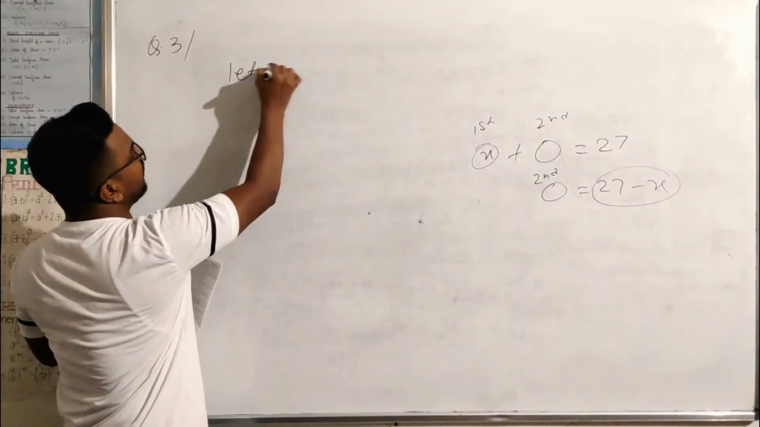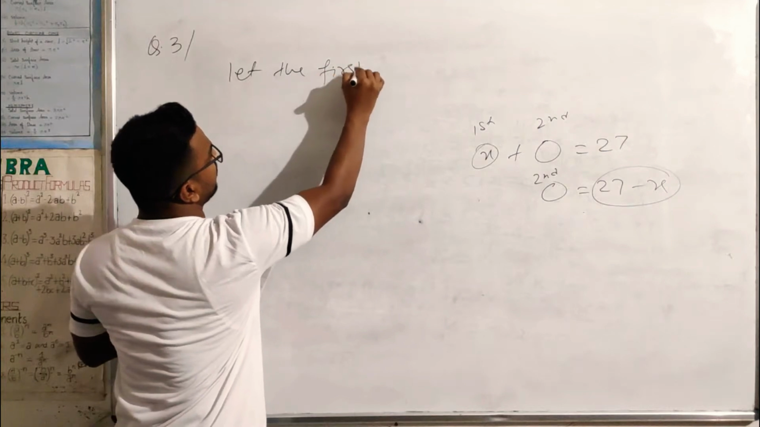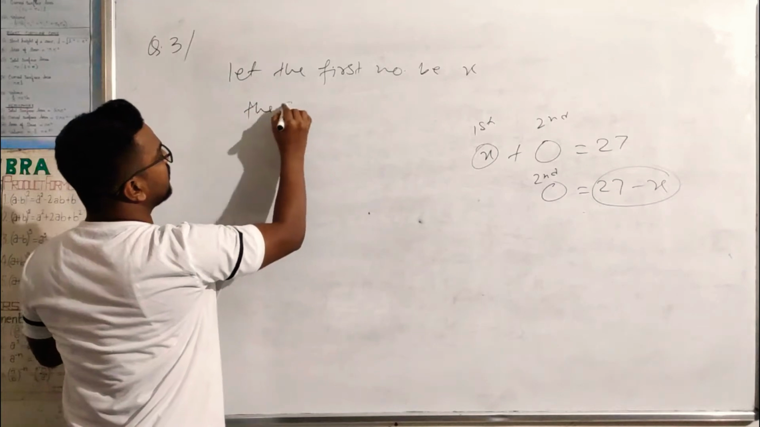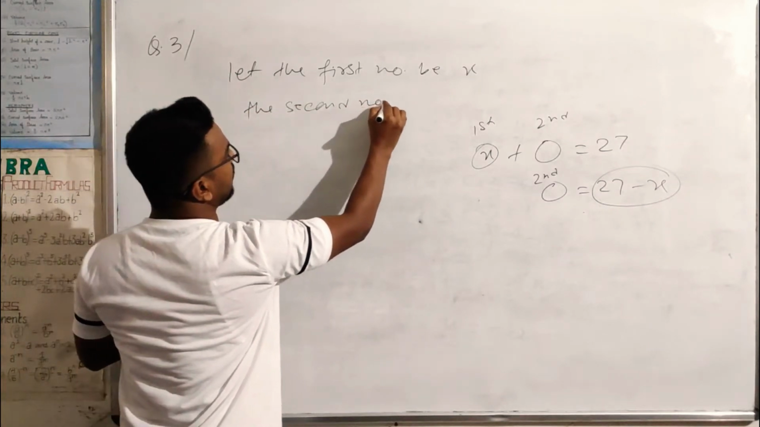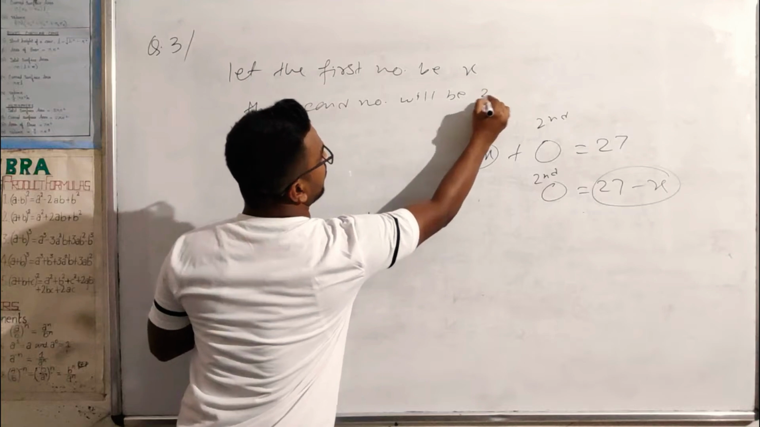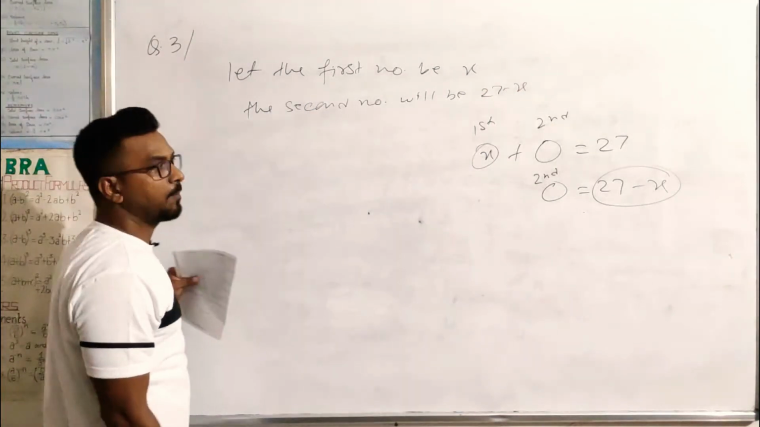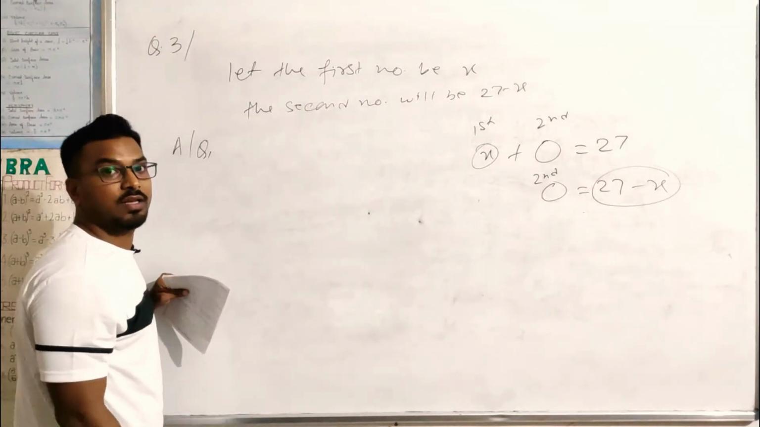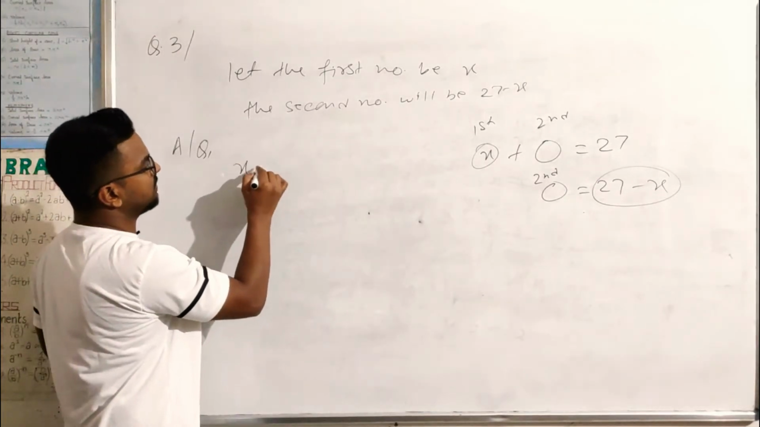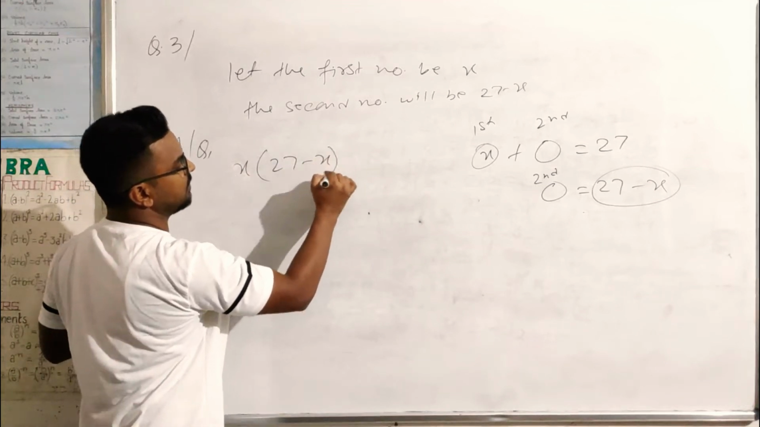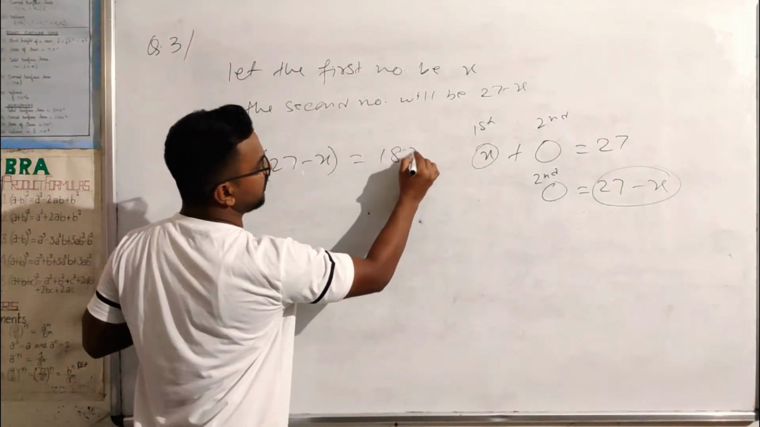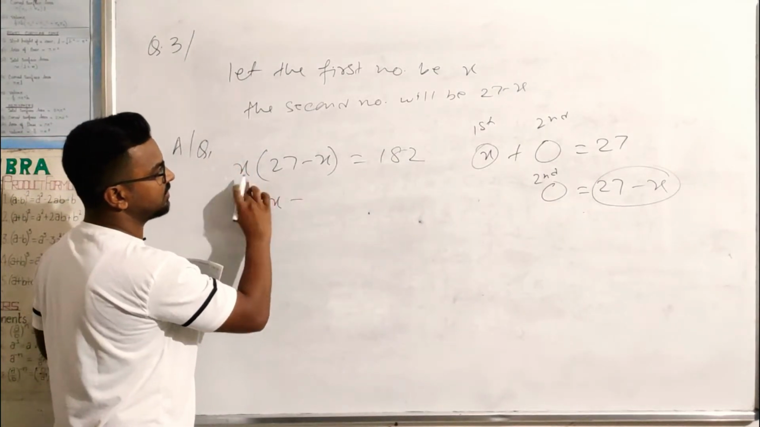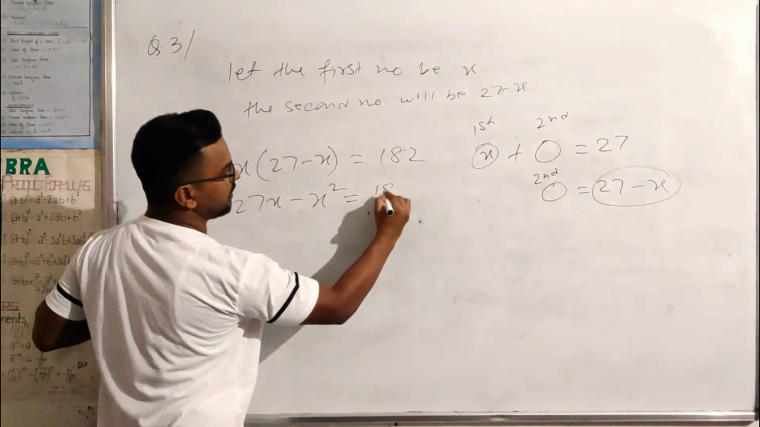So here we write, let the first number be x, the second number will be 27 minus x. Now according to the question, the product of these two numbers is given as how much? 182. So we'll write x into 27 minus x is equal to 182. We'll multiply this. It will become 27x minus x square equals to 182.